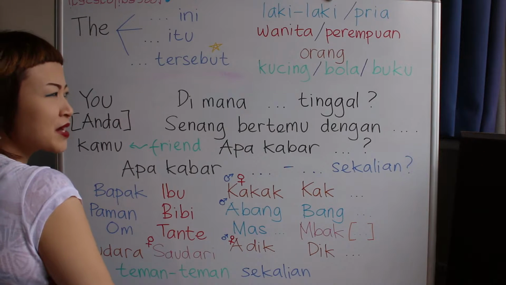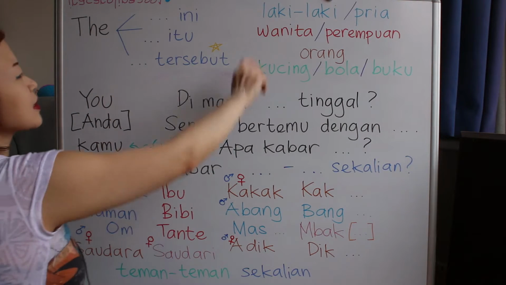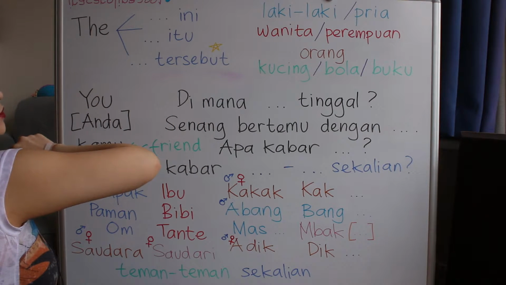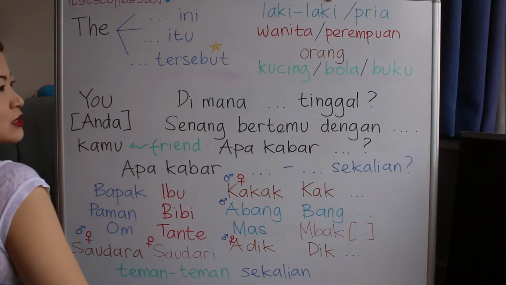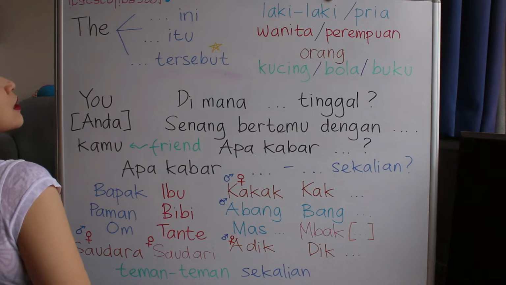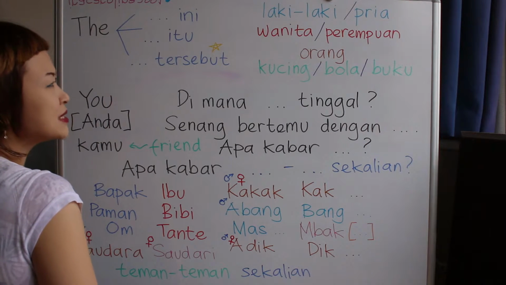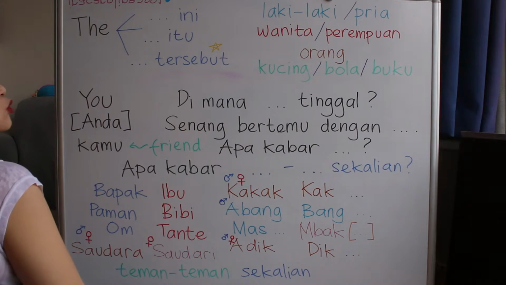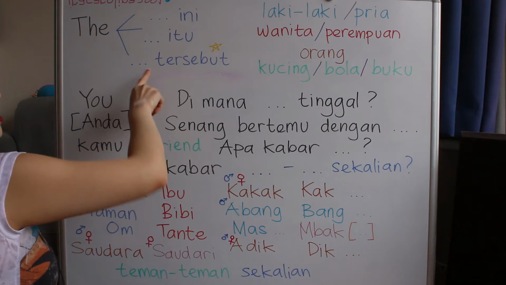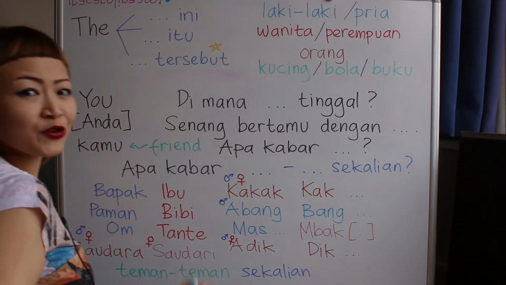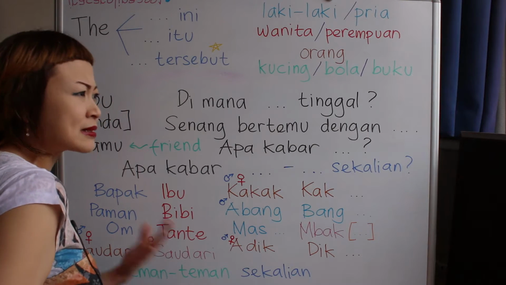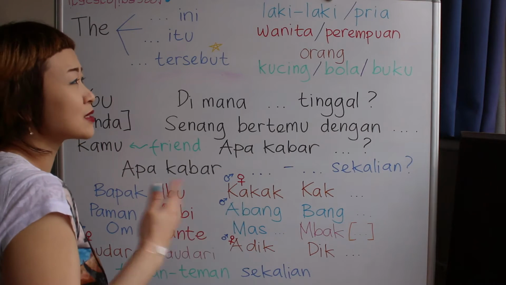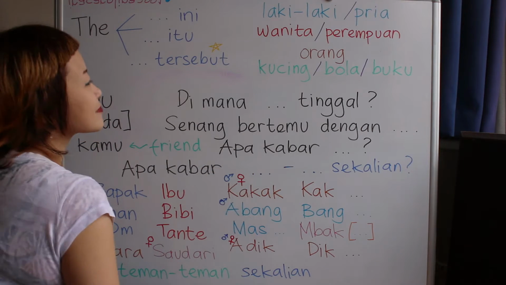Example, we want to say the man, choose any you like. Laki-laki ini or laki-laki itu or pria tersebut. The female or the woman: wanita ini, perempuan itu, wanita tersebut. If you hear my cat again, I don't know why, but every time I make a video, they always make noise, meowing or doing something, so just ignore it. It's not a weird sound, it's my cat.